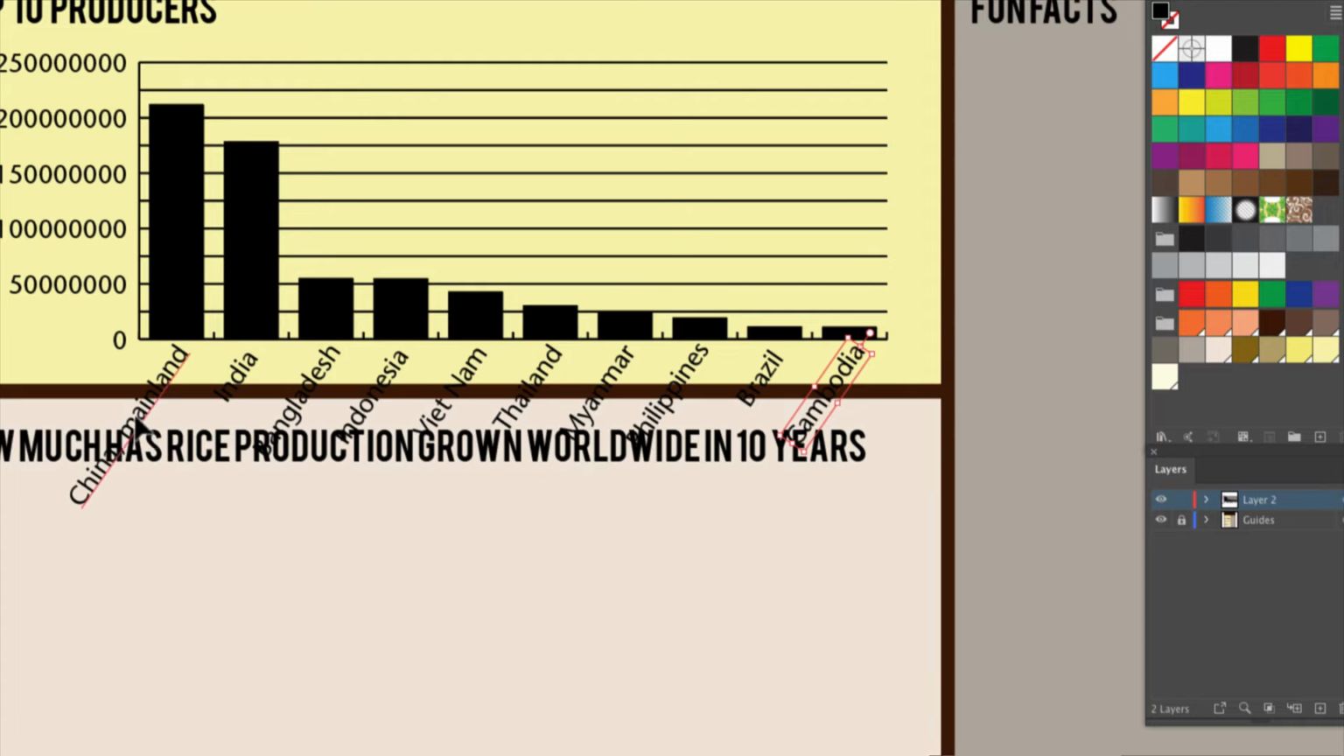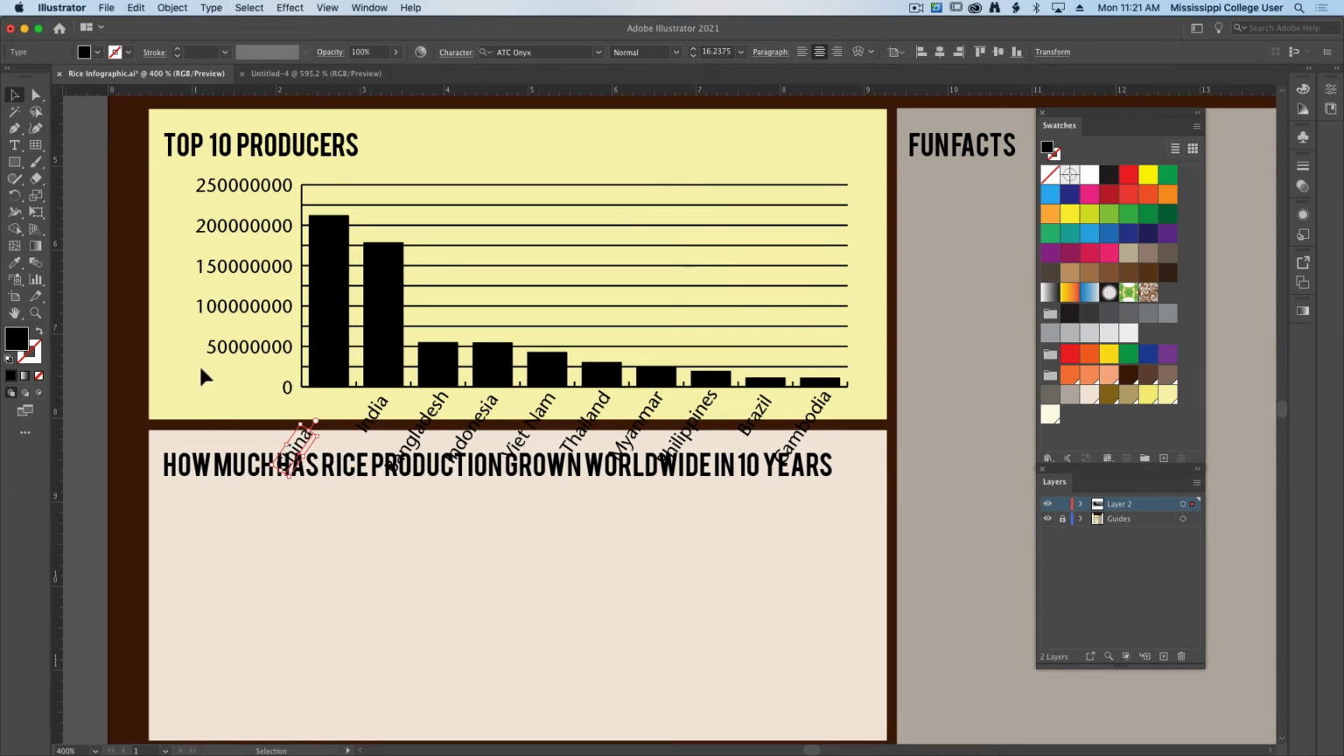Also, while I'm here, I can do any edits that are necessary for it too. So I can use my type tool. Maybe I'll get rid of the word mainland for China and just keep it as China so that it fits nicely into here. Then finally I can select all of these and let's have them aligned.